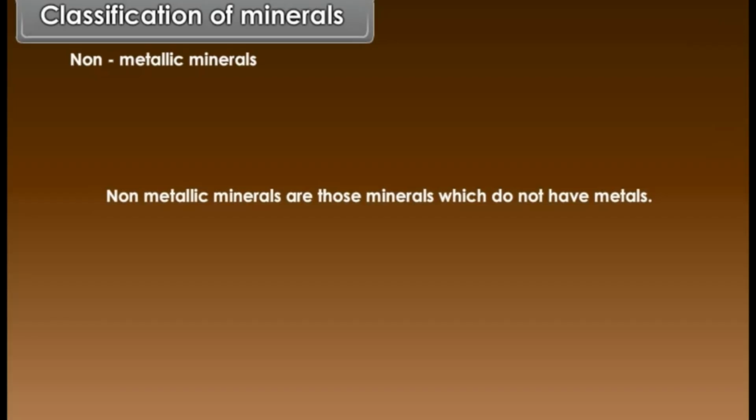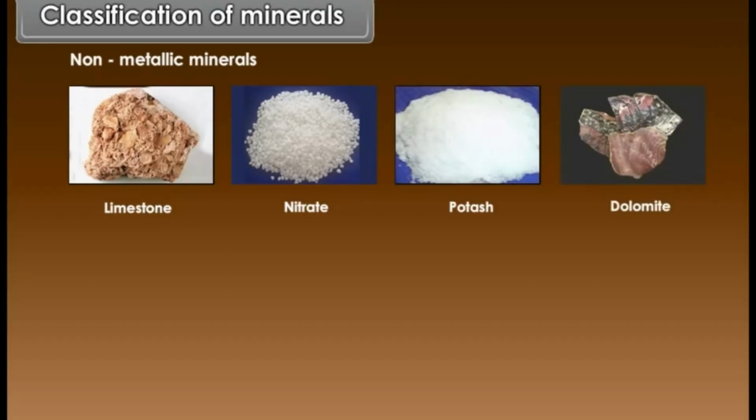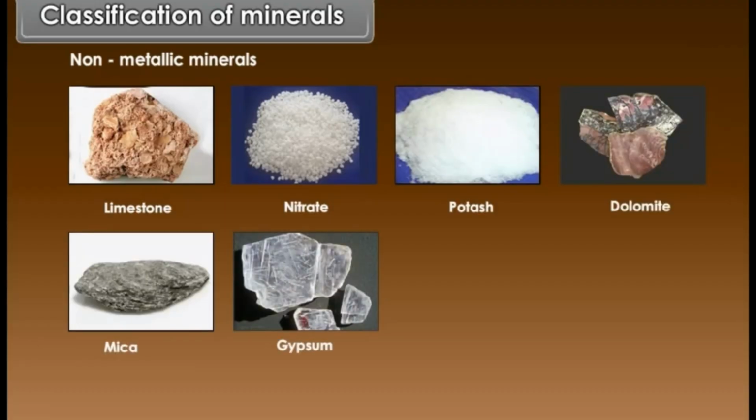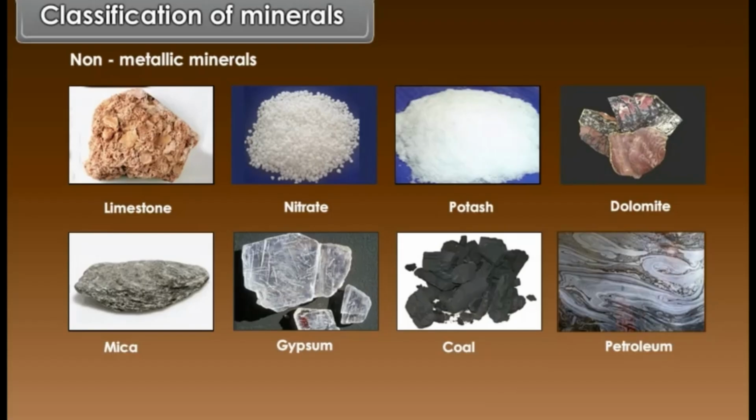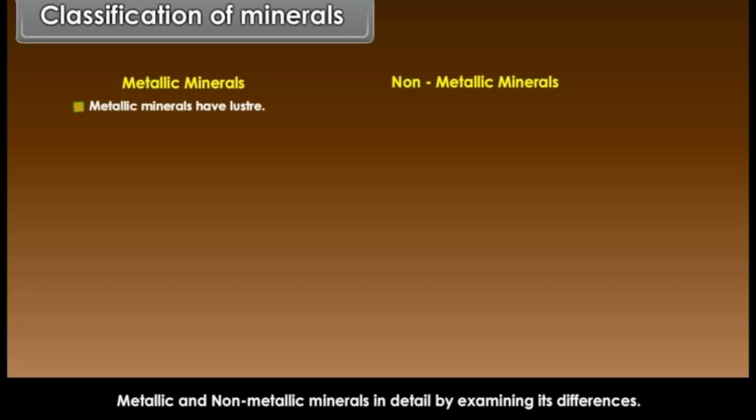Non-metallic minerals are those minerals which do not have metals. Example: limestone, nitrate, potash, dolomite, mica, gypsum, coal, petroleum, etc. Now we will study metallic and non-metallic minerals in detail by examining their differences. Metallic minerals have luster. Non-metallic minerals are dull in luster.